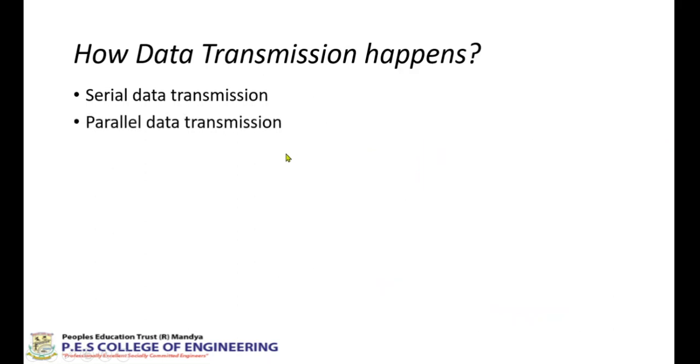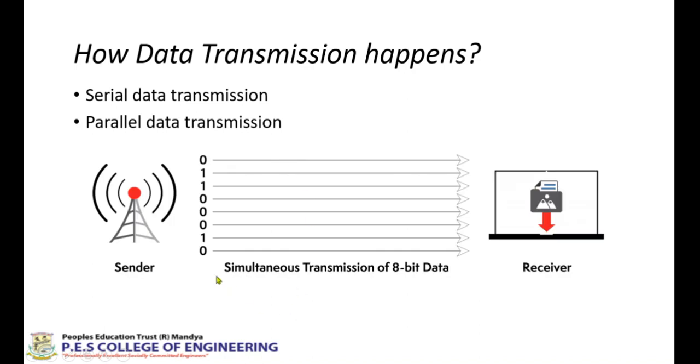So coming to parallel data transmission, as you can see here, all the 8 bits will be transmitted in parallel towards the receiver. That means it is a simultaneous transmission. The drawback of parallel data transmission is that you should have 8 lines. If you have 8 bits of data, then you should have 8 separate lines between the sender and receiver for the data to be transmitted.